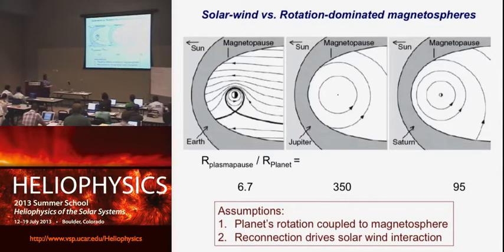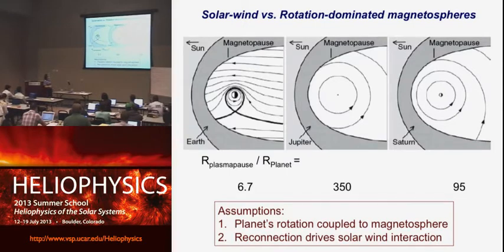Whereas at Earth, we have a plasmapause that is usually well inside the magnetosphere, at a distance of 6 or 7 planetary radii. Okay? So we have a region inside that's dominated by rotation, but around it we have a region that's dominated by these convection fields associated with the solar wind interaction.